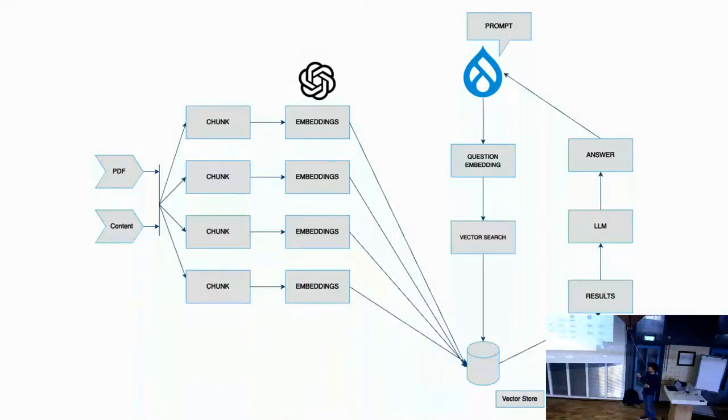Then a user asks a question, making a search in our system. We get the embeddings of the words again, so we know the semantic meaning of this question. We do the vector search, so based on these coordinates we see which are the closest. It comes back with the results here. Then we pass the results to the LLM, and the LLM will produce a better answer.